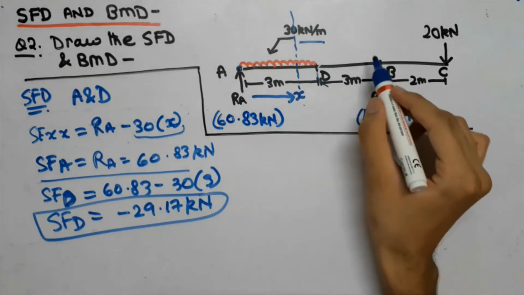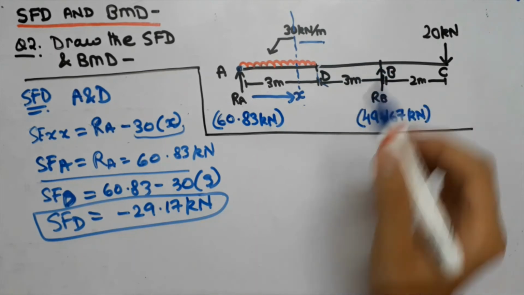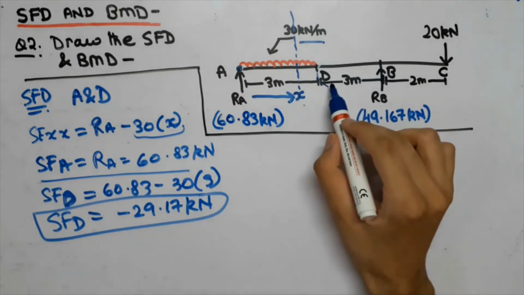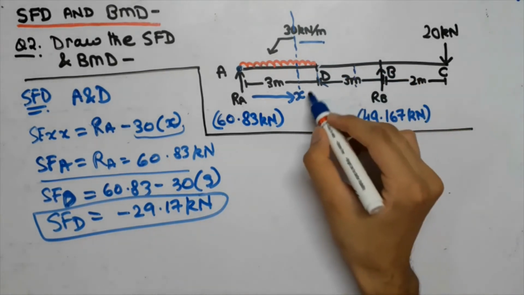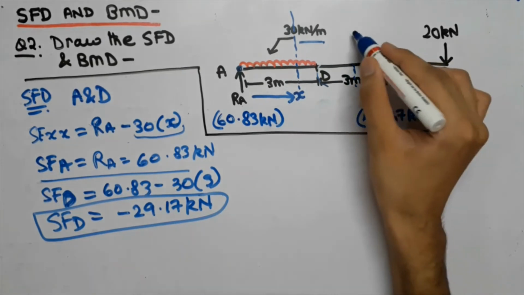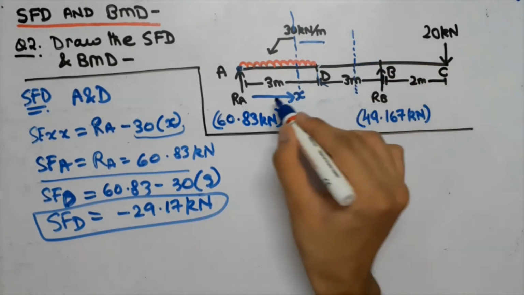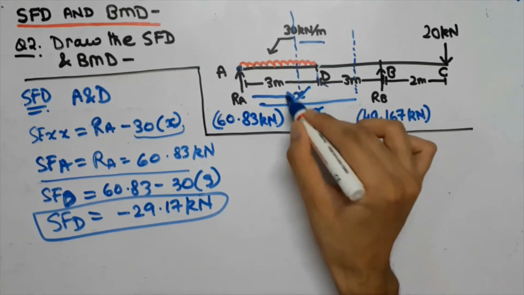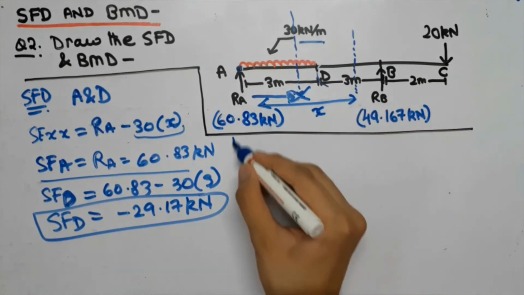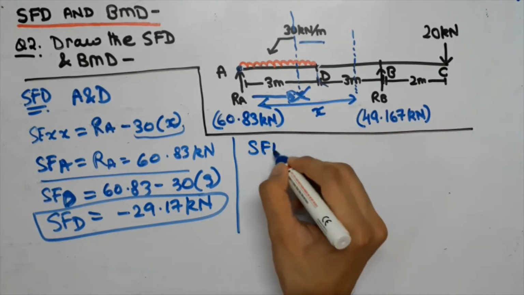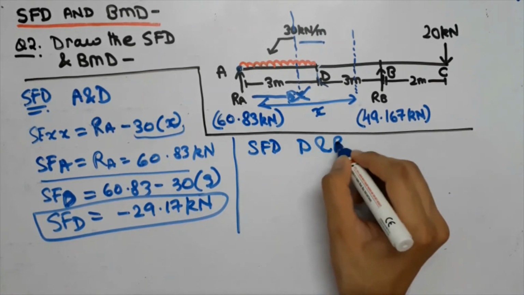Now similarly, we are going to consider the part between D and B in order to find the shear forces at point D and point B. That is, we will neglect this point and we will now draw a new point over here at a distance x. So now guys, considering the points between D and B.